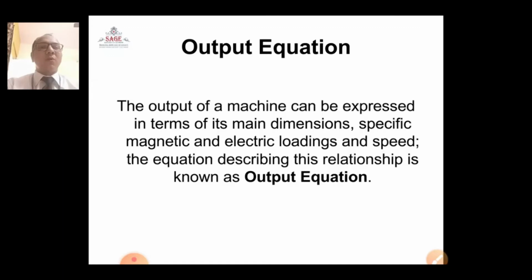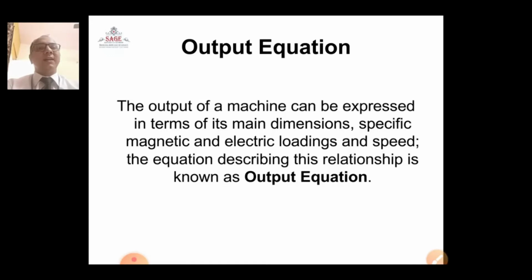Once the output equation is derived for either a DC machine or an AC machine, it will incorporate the main dimension into it. If you can remember, what is main dimension? The main dimension of a machine is the diameter of the stator or armature and the length of the armature. What is specific magnetic loading and electric loading?